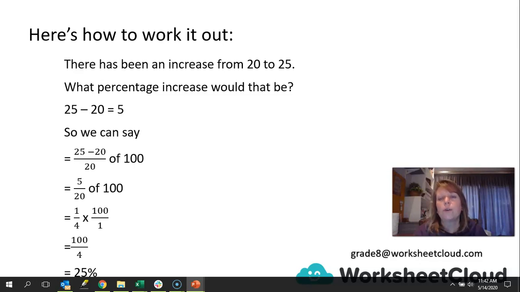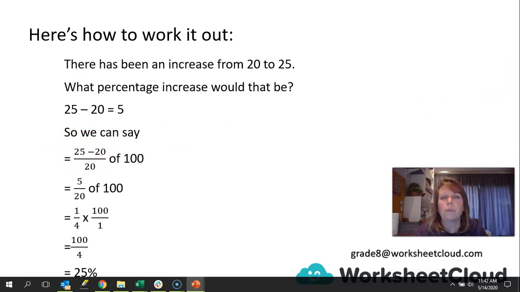So let's just go over it one more time. You take your big amount, subtract your smaller amount to find the difference. The difference would be 5. So what you could do is put that into a fraction straight away. Your big amount minus your small amount all over your initial amount. So your initial amount was 20. And we'll get back to that initial amount just now when we're looking at decreases. But for now, our initial amount is 20.